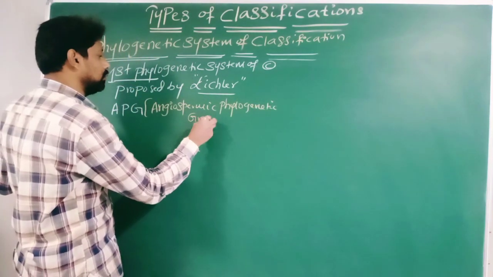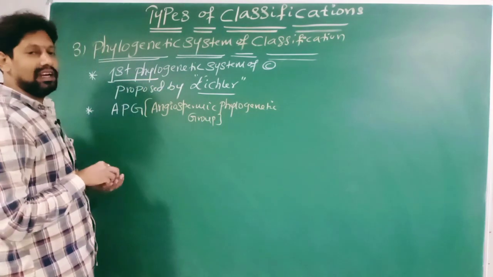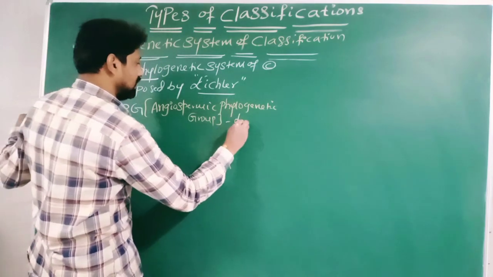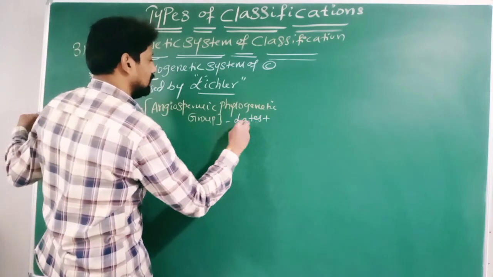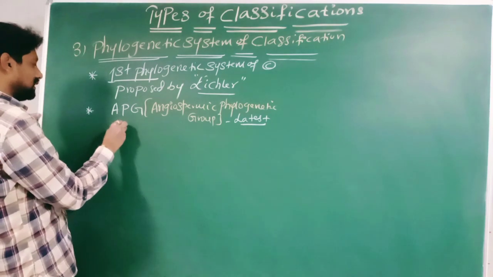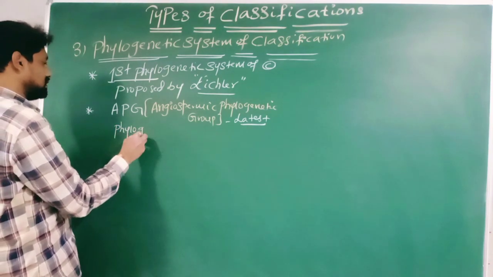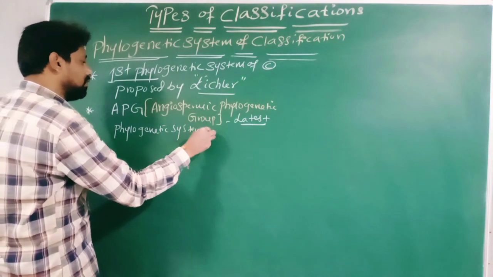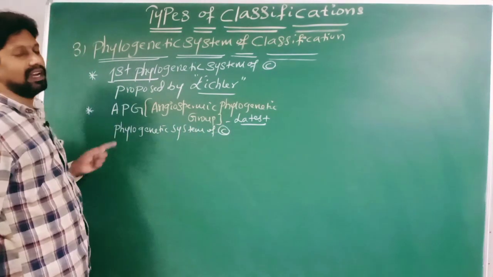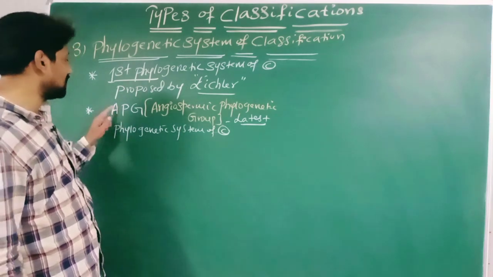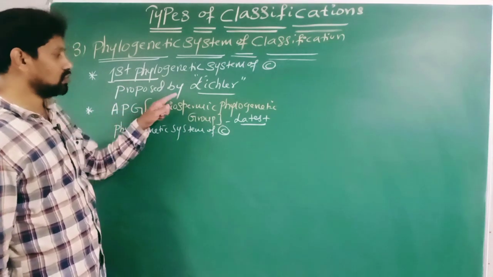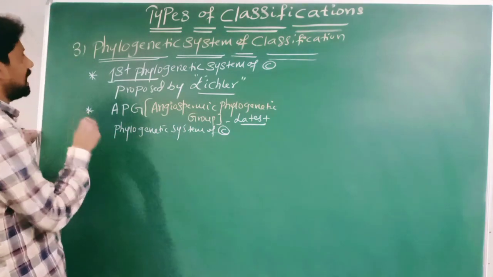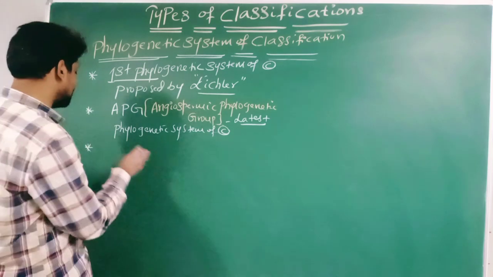Angiospermic phylogenetic group. This is the latest phylogenetic system of classification, that is APG, Angiospermic Phylogenetic Group. Okay, go for the next example for phylogenetic system of classification.